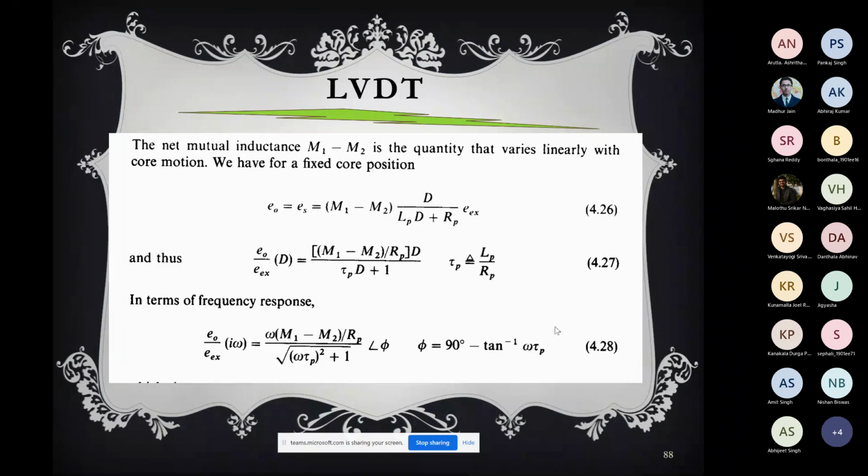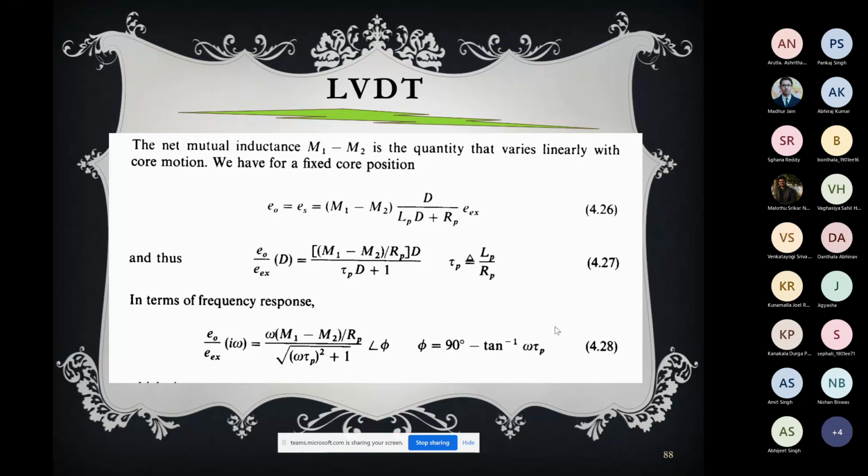What will be the phi? Suppose there is no D in the numerator, then the phase angle would be minus tan inverse omega tau_P. But now here we have a zero in the numerator. So a zero in the numerator will contribute 90 degrees directly because it is a zero at the origin. So phi will be 90 minus tan inverse omega tau_P. So you see that.